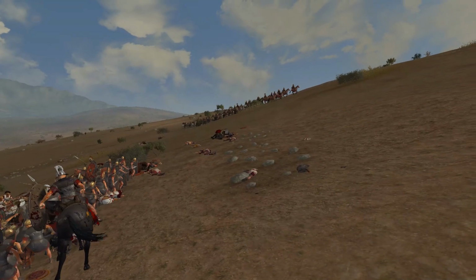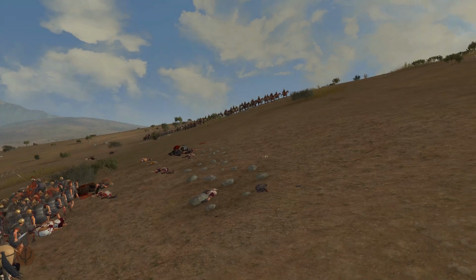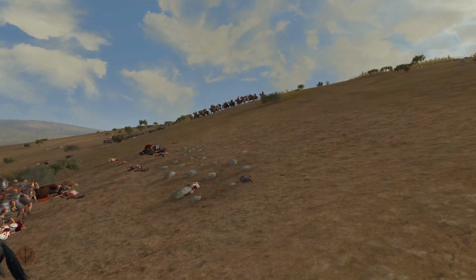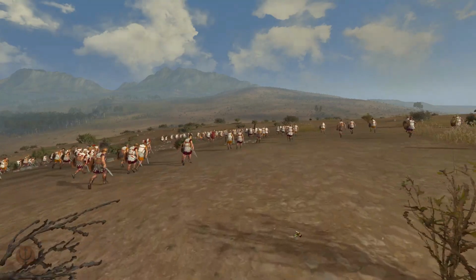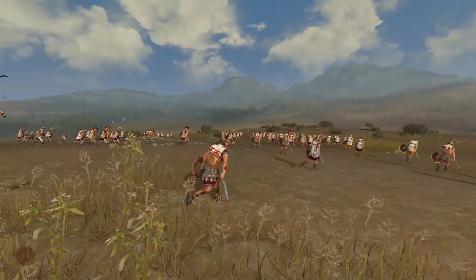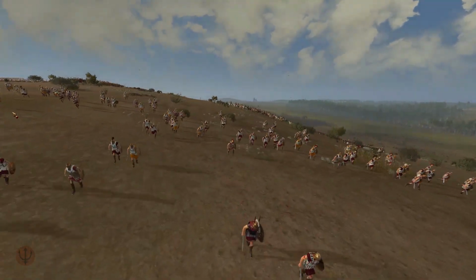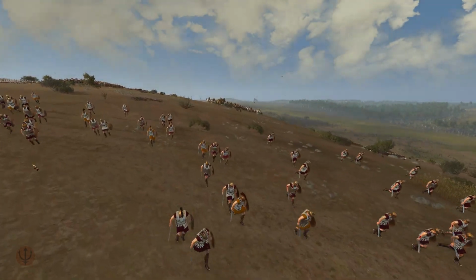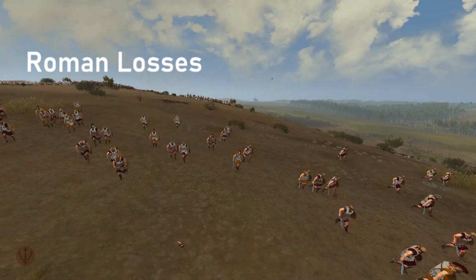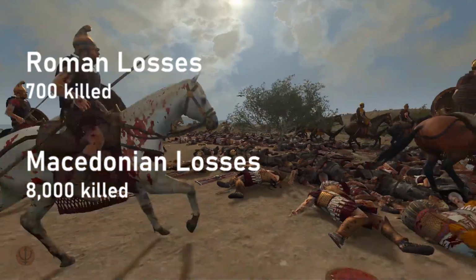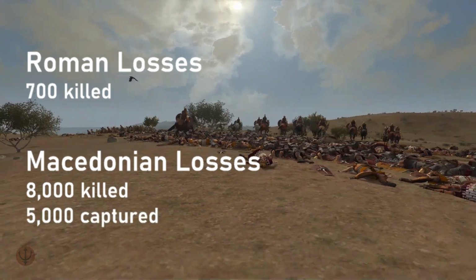Philip had pulled back up to the summit for a better look at the battle. Upon seeing the collapse of his right and the rout of his left, Philip fled the field. Flamininus claimed victory in an uphill battle against the previously invincible Macedonian phalanx. The historian Polybius put the Roman losses at 700 killed, and the Macedonians suffered 8,000 killed and 5,000 captured.